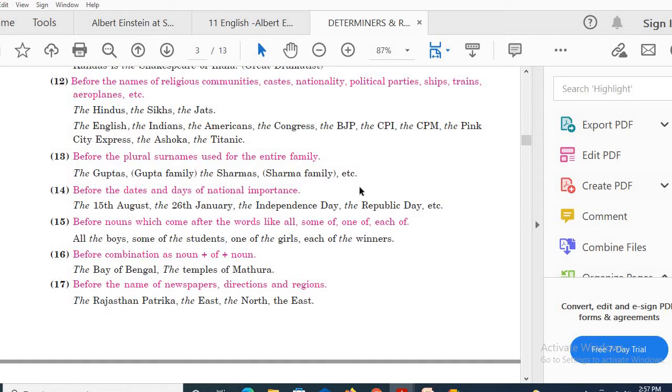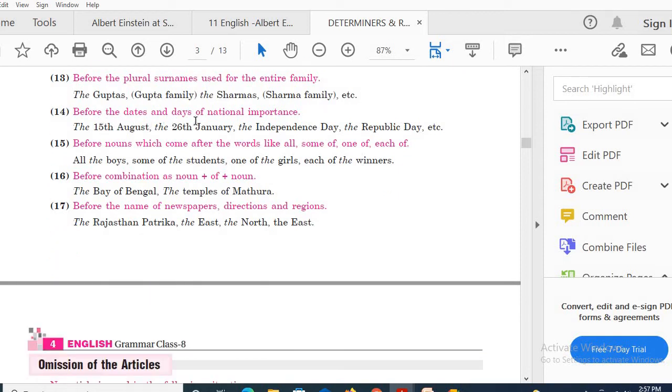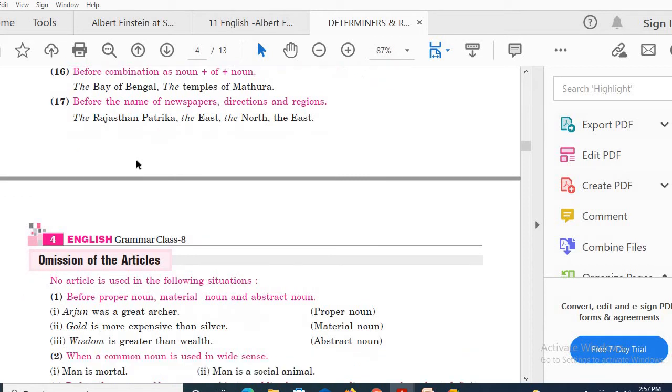Okay, then obviously you see, before the dates and days of national importance, just like the 15th August, the 26th January, the Independence Day, the Republic Day, what are we using? We are using the. These applications are important because when you will be doing determinants, you should have a thorough knowledge about which article is used in which case. Okay, now you see, before the name of newspapers also, just like you can say the Telegraph, the Statesman, okay, in order to signify regions and directions also, just like the north, the east, like that.